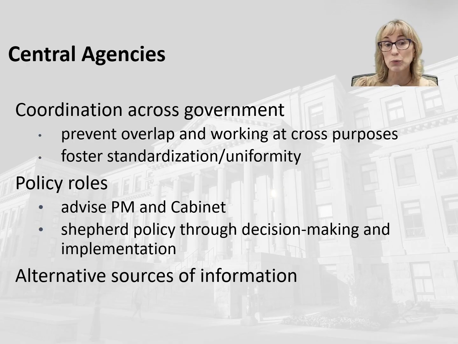So central agencies' role is to provide some level of coordination across government. They're trying to work to prevent overlap and working at cross purposes across government. They try to foster a certain level of standardization and uniformity. So that's their administrative role. But they also have really important policy roles. They're another source of information and advice to the Prime Minister and Cabinet on decisions that the government is taking. And they also play a really important role shepherding policy through decision-making and implementation. You'll get a better sense of what we mean by this in a minute when we get into what some of these key central agencies are. And at the federal level, there are four that I'll be bringing to your attention.